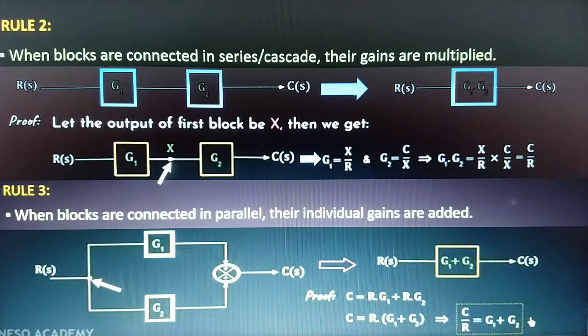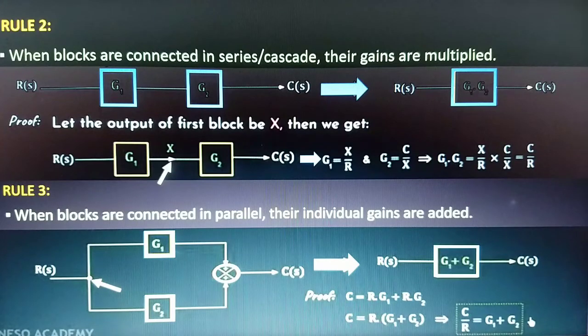That is why we can say that these two blocks are connected in parallel, and hence if we want to convert this block diagram representation into a single block, we need to add these two gains, and the equivalent block diagram representation will be like this. So the transfer function will be g1 plus g2. So let us check the proof of this rule.